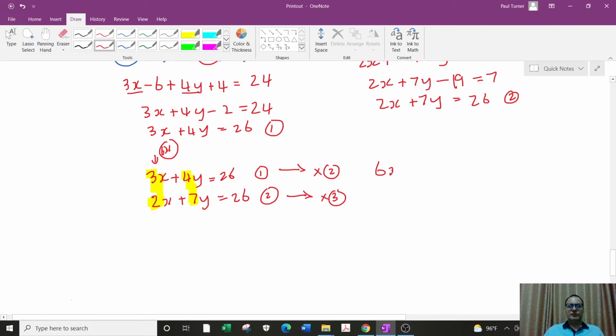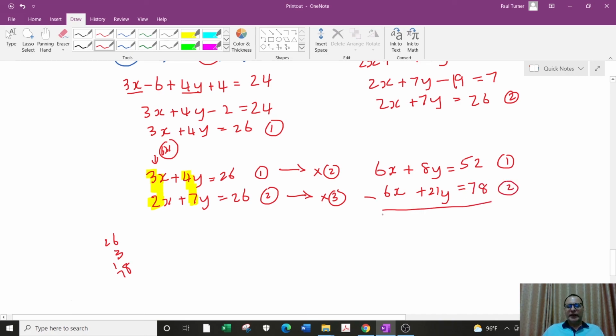So 2 3s are 6x, plus 2 4s are 8y, 2 times 26, 52. Equation 1. And then the second one, 3 times 2, 3 2s are 6x, 3 times 7, 21y, and 3 times 26, what's that? 3 6s are 18, 3 2s are 6, 1 7, 78. So that's 78. Equation 2. Okay, so now we can subtract these two equations. 6x minus 6x is 0. 21y minus 8y is going to be 13y. And 78 minus 52 will be 26. The y in this case is 2.